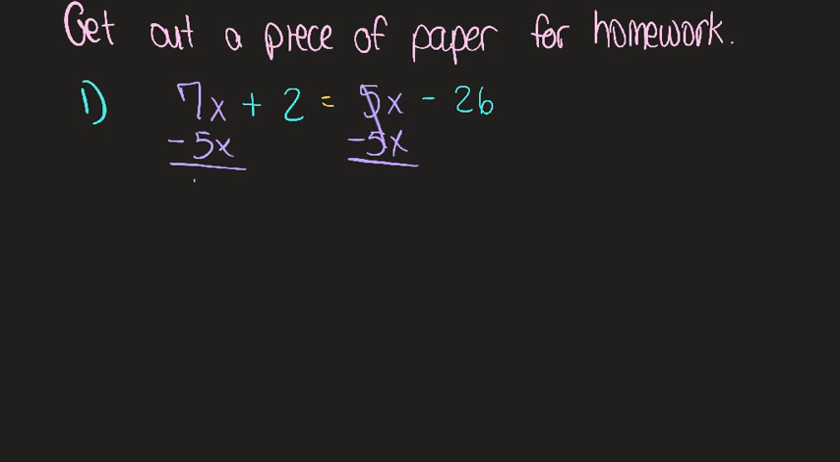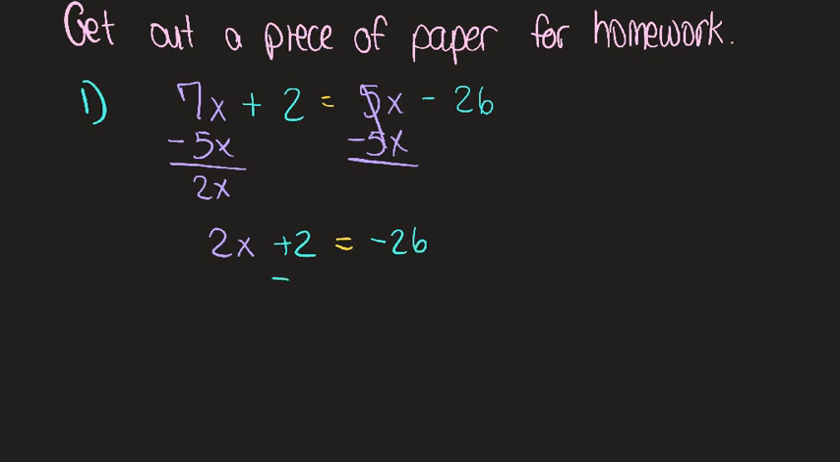7 minus 5 is 2x. Now I'm going to rewrite the question: 2x plus 2 equals negative 26. Now I've got purple on this side and I've got blue on each side. So let's move these blues over here.